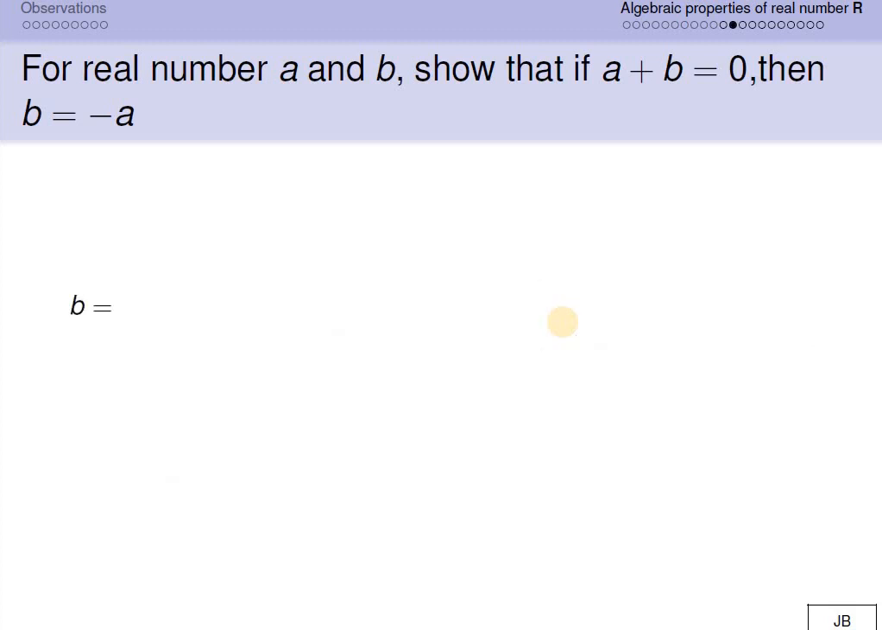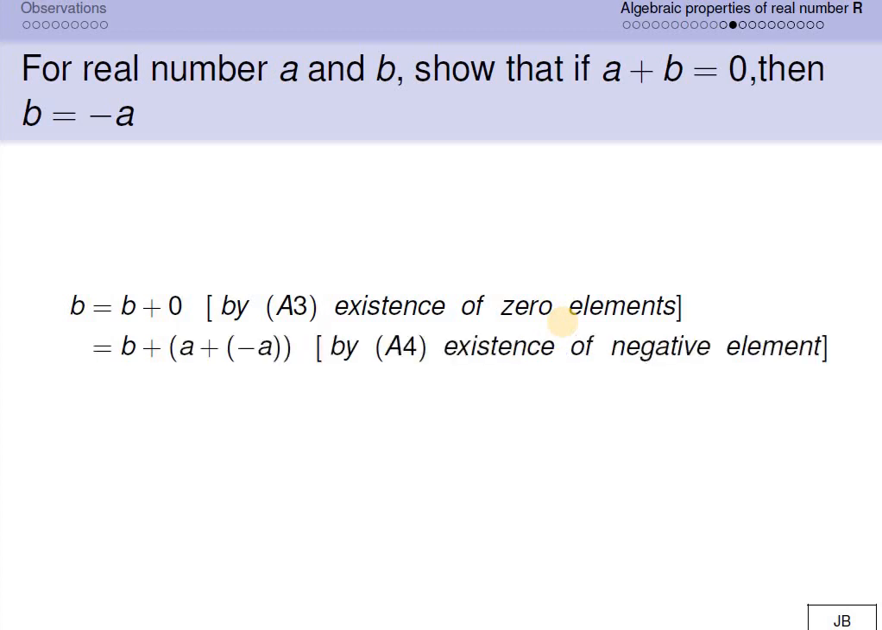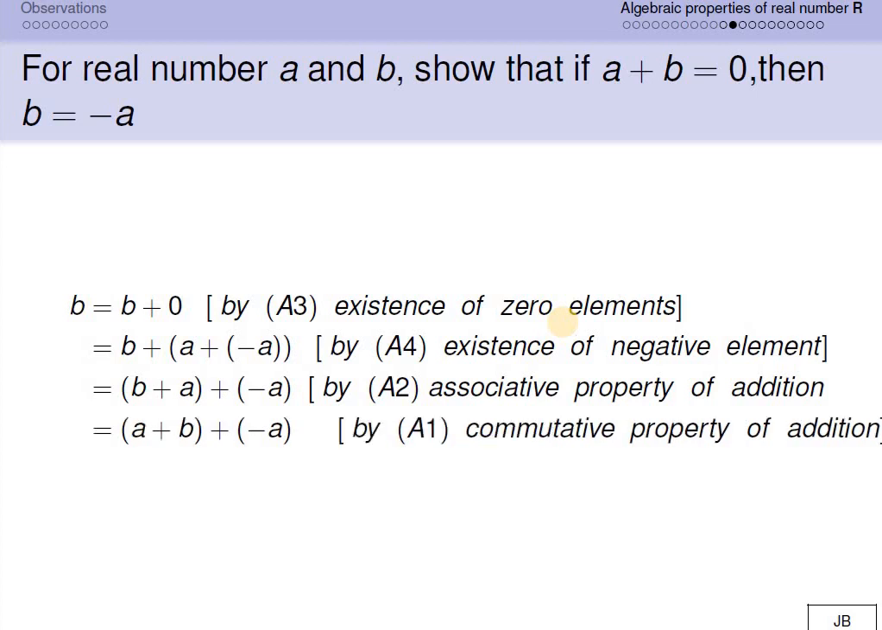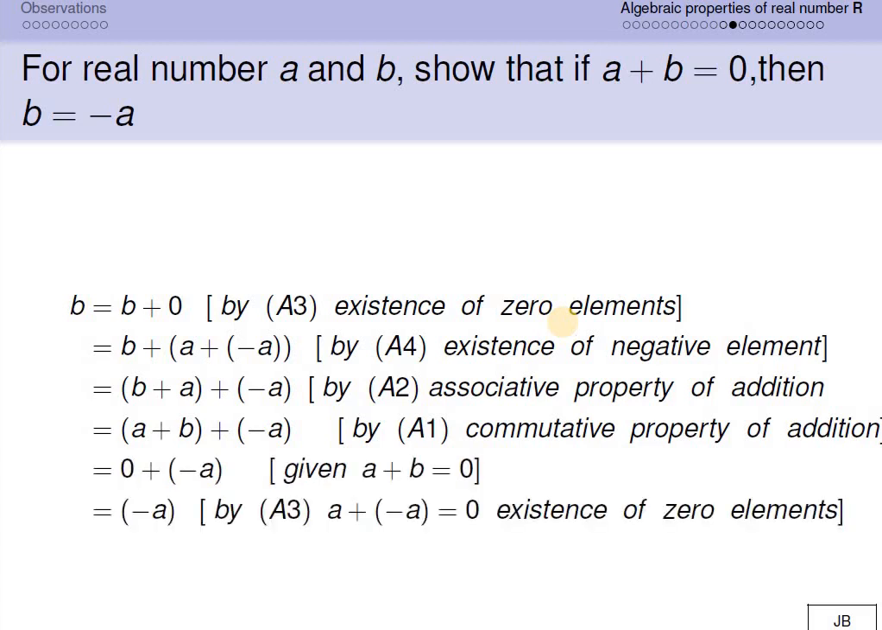So we start with b. I can write b equal to b plus 0 by existence of 0 element, and we can replace the 0 by a plus minus a by existence of negative element. Now by associativity, change the bracket. Now it is given that a plus b equal to 0, but we are getting b plus a here, and we know that a plus b equals b plus a by commutativity, so change the order. Now substitute 0, and 0 plus minus a equal to minus a by existence of 0 element. So basically what we have proved is b equal to minus a.